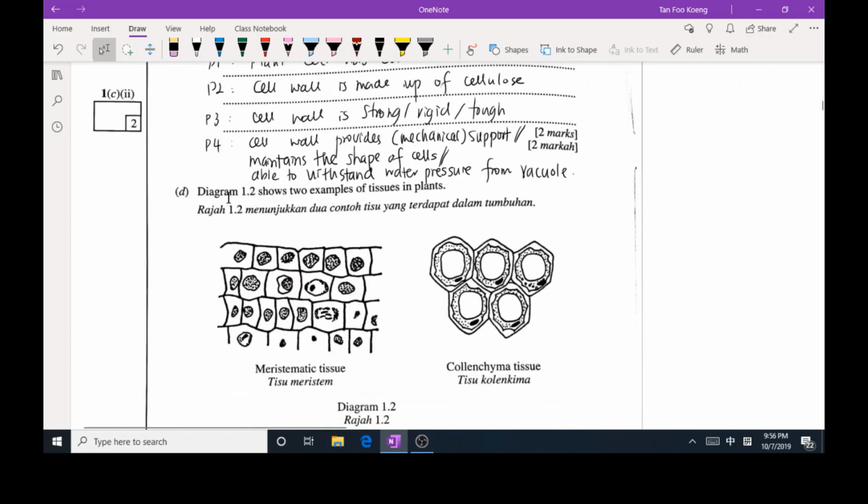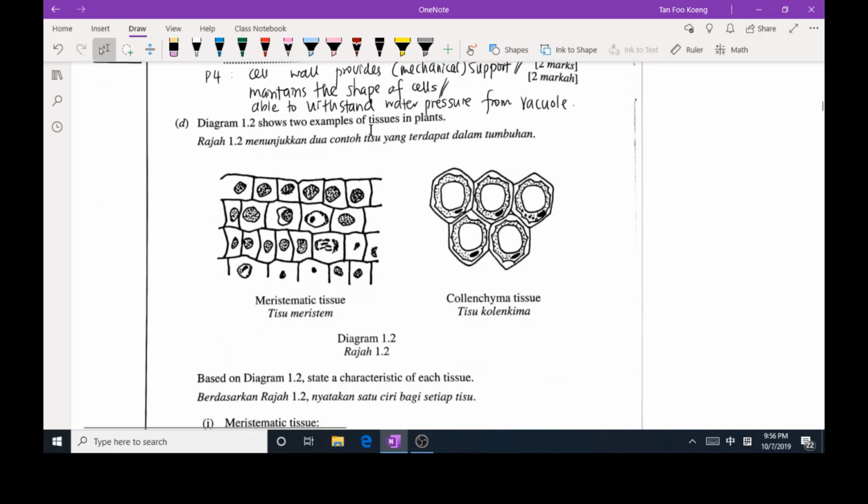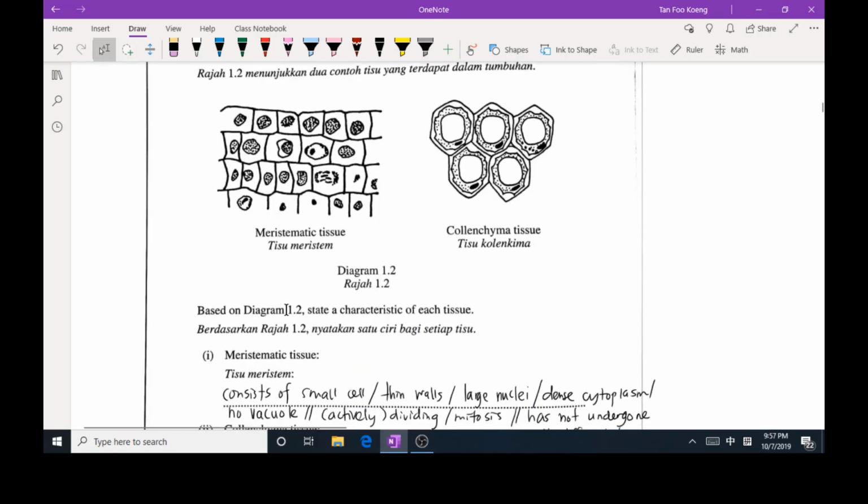Now look at D. Diagram 1.2 shows two examples of tissues in plant. Don't ever relate it to animals. So these are tissues in plants. The first one is meristematic tissue and the other one is collenchyma tissue. So it has been labeled for us here. Right now, based on diagram 1.2, based on this stimulus, we have two stimuli here. State a characteristic of each tissue.